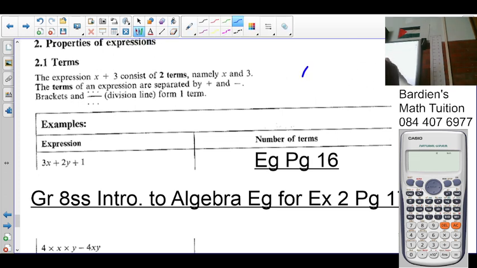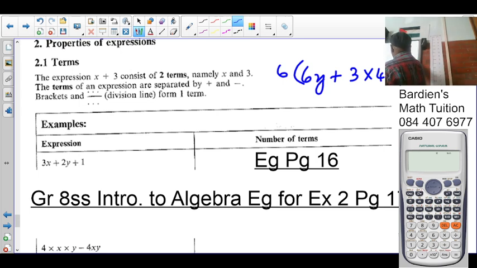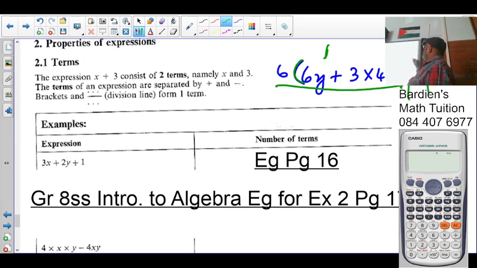Let's go down this route. You've got 6y plus 3 times 4x. How many terms are there? 2 terms. Times 6 plus 1. How many terms are there? Who says 3? Only you. Okay? So if you look here, can I separate here? No. Why? Brackets. Can you see that? So I can only separate these. So how many terms are here? 2 terms. You all understand?